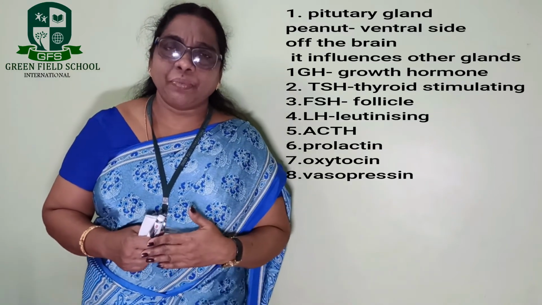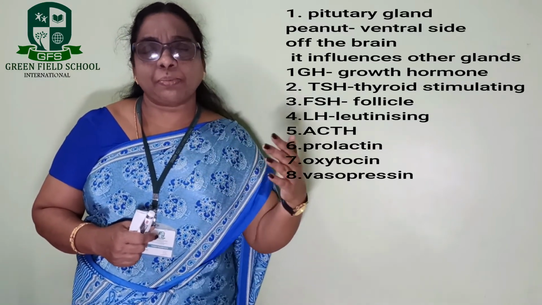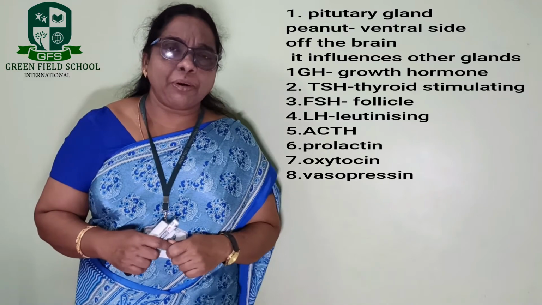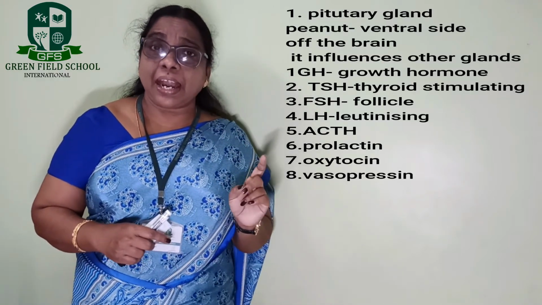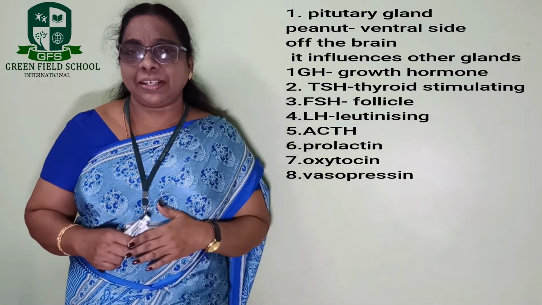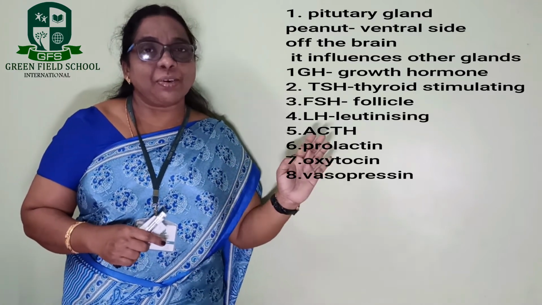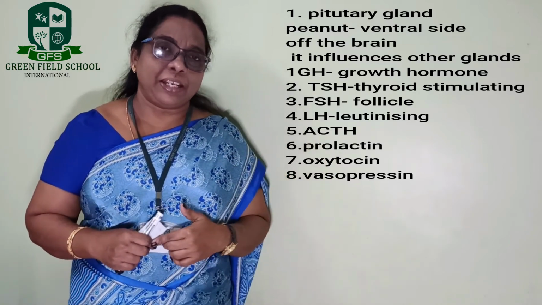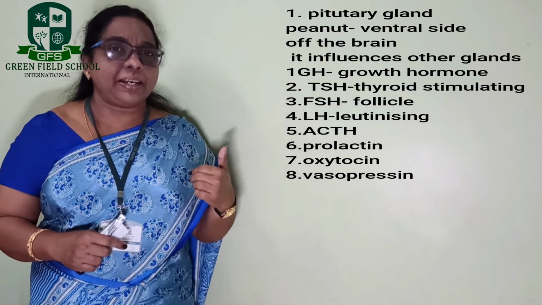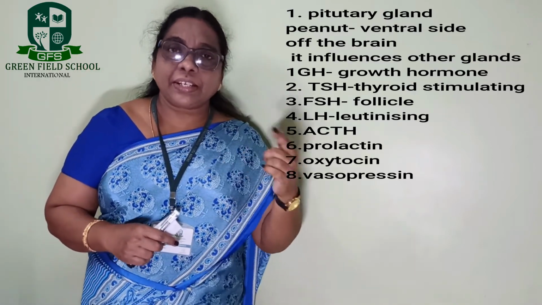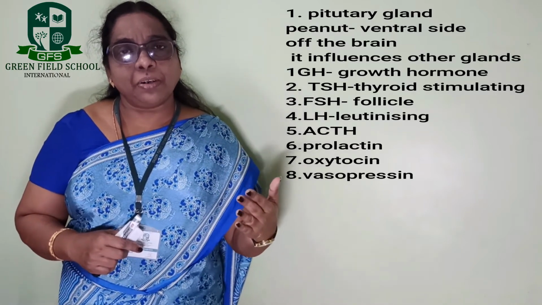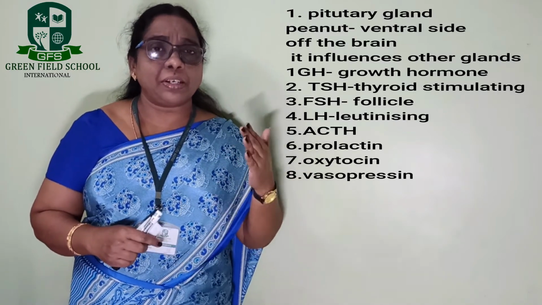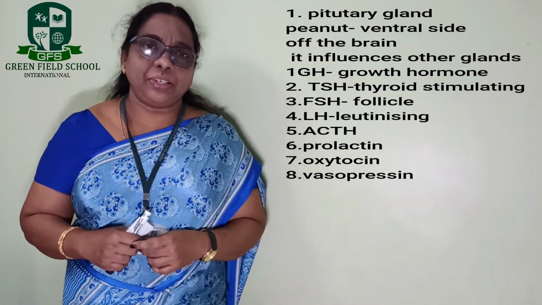This gland releases more than 5 hormones, approximately 8 hormones. Why are you studying the pituitary gland here? Because this gland influences all other glands, as I said. It also touches the gonads, which are nothing but the testes and the ovaries. The pituitary gland stimulates the testes as well as the ovaries, and because of that they release hormones called testosterone, progesterone and estrogen.